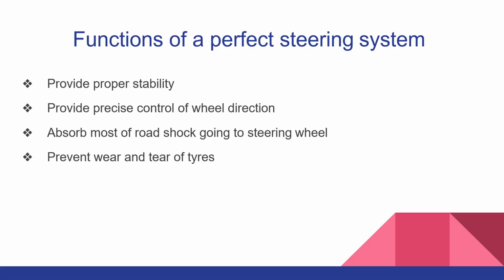If the steering system is not perfect, we can see that one portion of the tire will get worn out very easily. You can notice that one side of the tire will be wearing out more and the other side will not be wearing. So that is due to certain imperfections in the steering system and in the tire alignment. So we check the tire alignment frequently to prevent this.